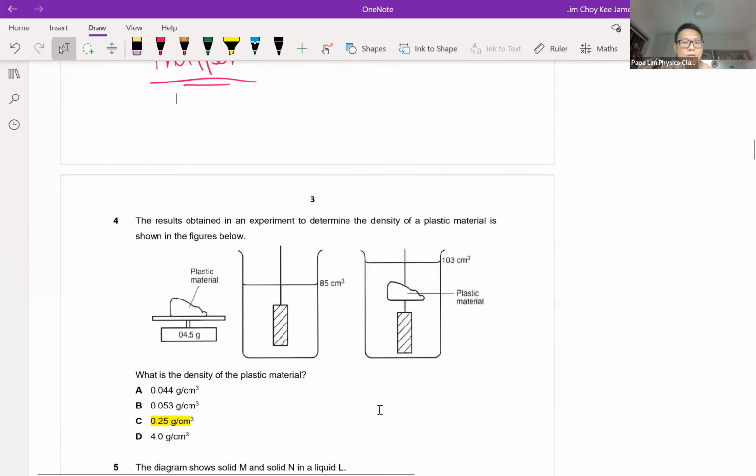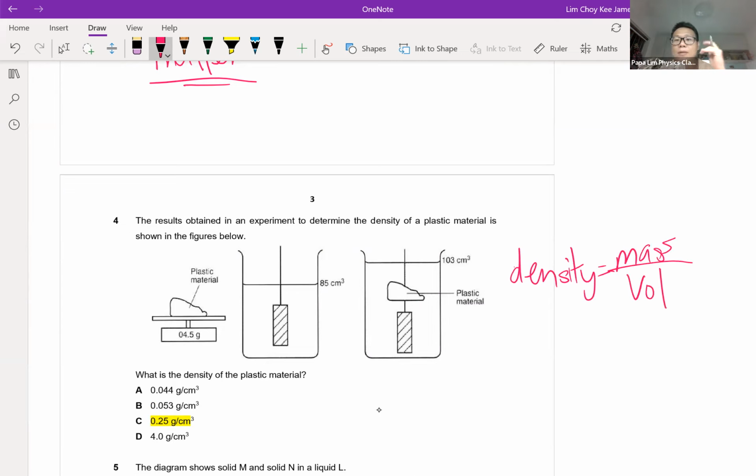Question four, not a big deal. It is a classic example. The most common mistake I see, though not a lot of students make this, is the formula. The formula is density equal to mass over volume. So remember to use the right formula. Not mass times volume, it's mass divided by volume. So if I'm looking for the density of the plastic material, I have to have the mass of the plastic and I definitely have to have the volume of the plastic.